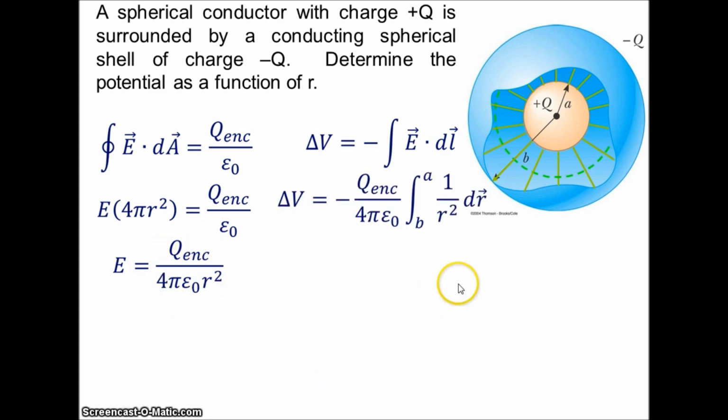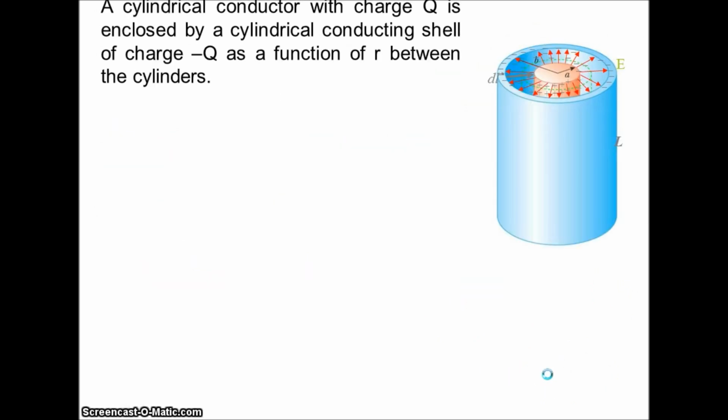I'm going to be going from B to A. This is going to be a higher potential because it's at the positive one and this is the negative one. Again, when I integrate 1 over R squared, it becomes negative 1 over R. The negatives cancel, giving me a positive. And I'm evaluating between the radii A and B. And so there's my answer. If I know what the radii are, I can plug in and figure out the voltage between the two.